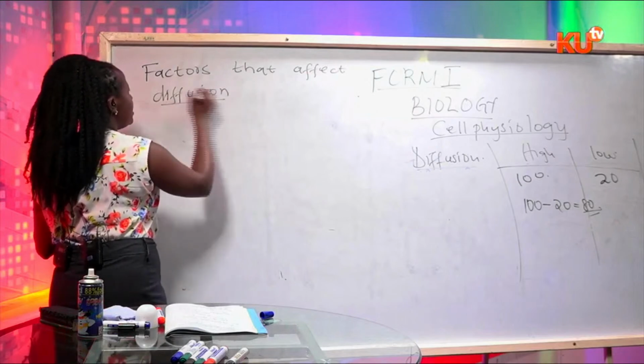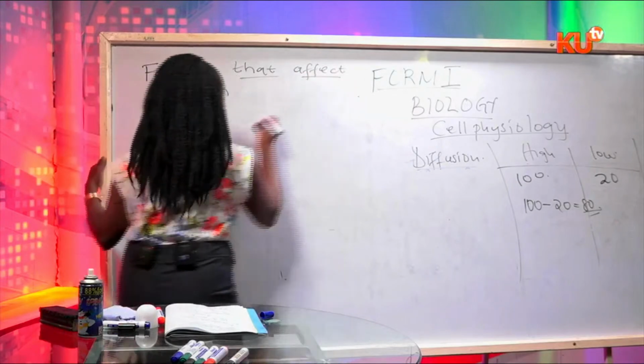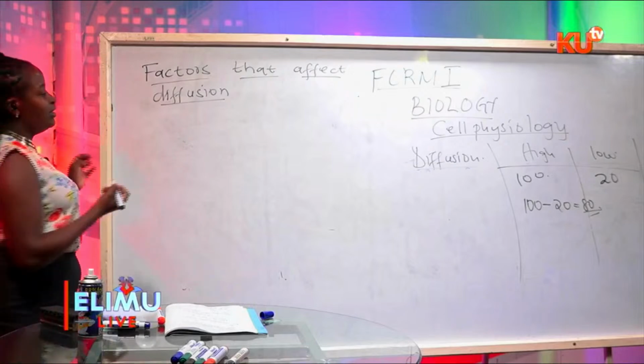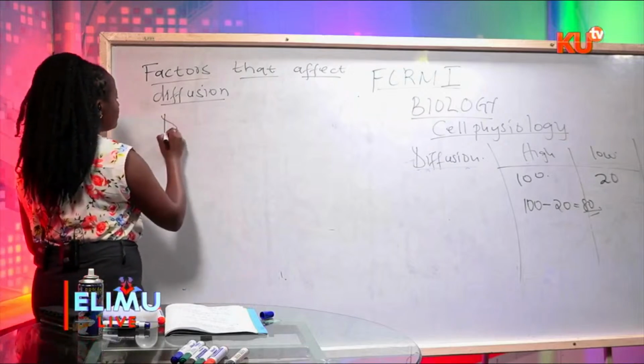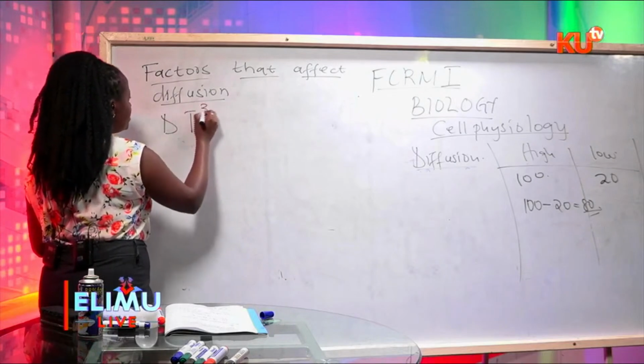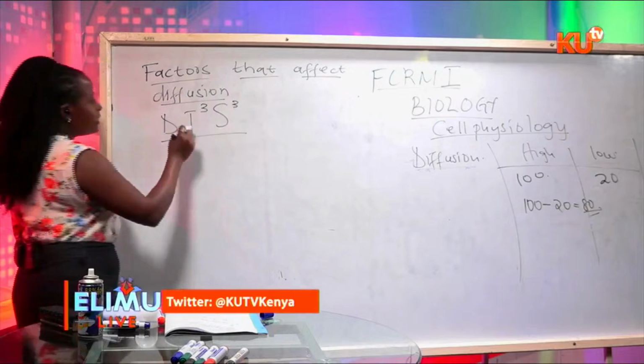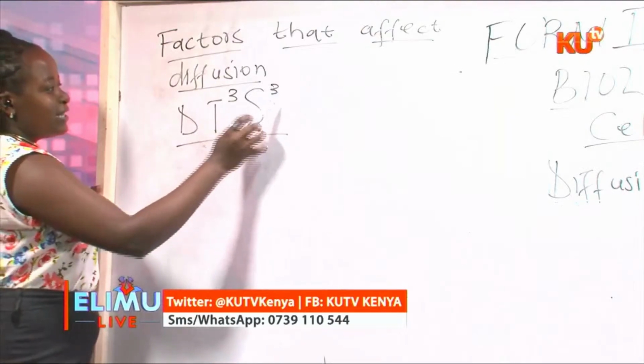They are 7 in number. So there's an acronym that you can use to remember these 7. So you write D, T cubed, S cubed.